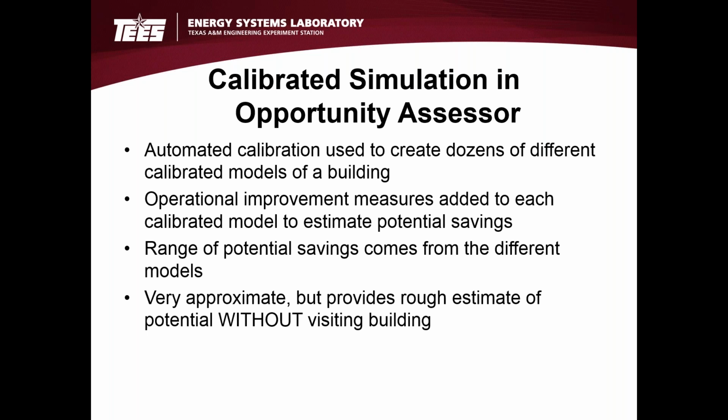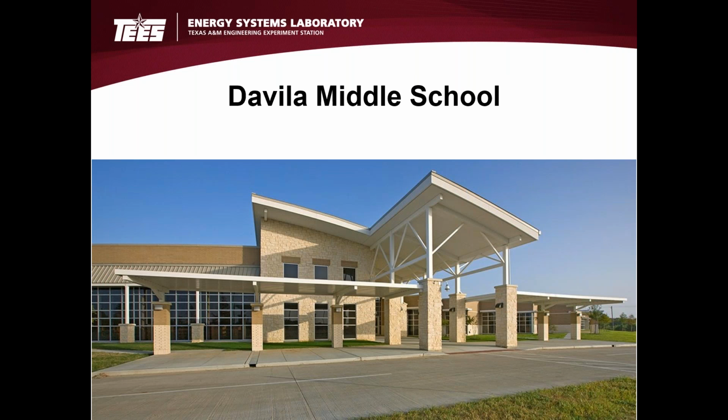And then, since we have several dozen different starting points, and hence presumably several dozen different savings estimates, we come up with a rough approximation to the level of savings that we might achieve in a particular building. And I'm going to show you a particular example to perhaps help you understand more clearly the kind of results we may get.